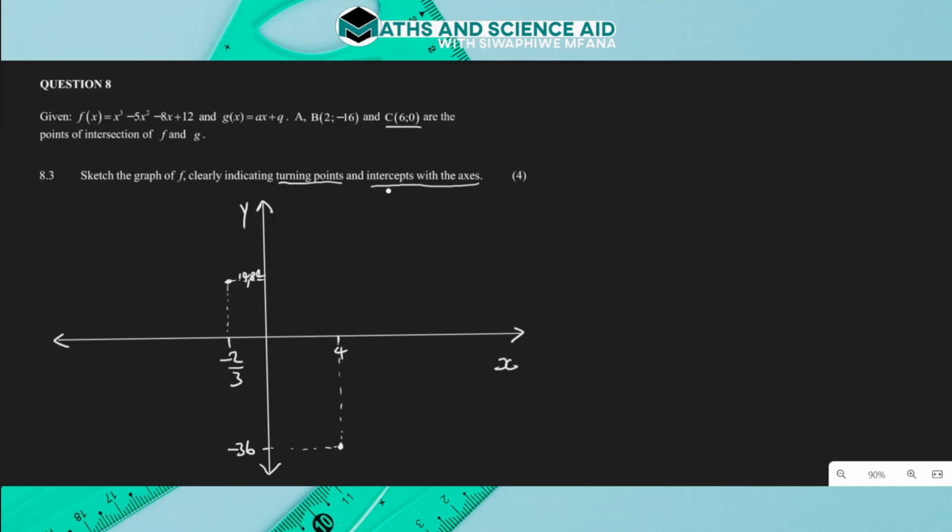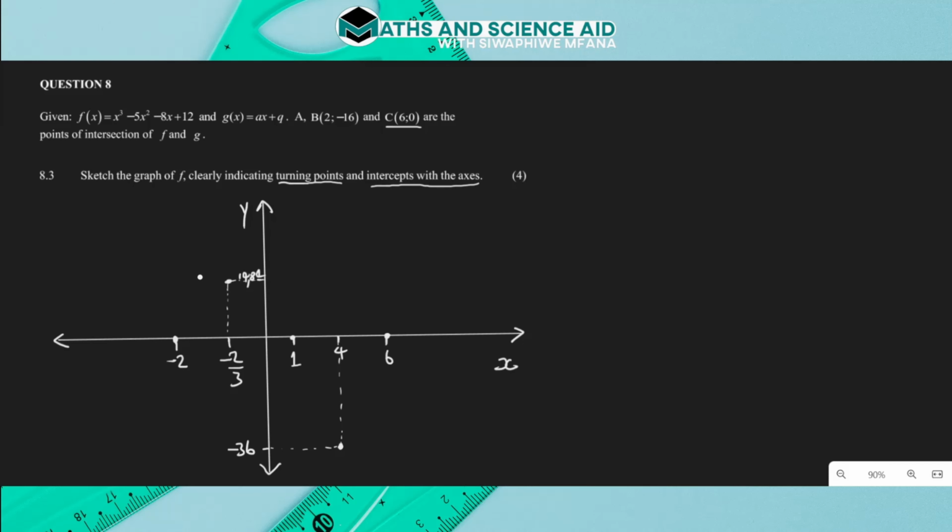And now the next step is to plot the intercepts. So we were given that one of the x-intercepts is 6 and 0. So maybe we can plot it here. So this is x equal to 6. And then from 8.2, we found that the two other intercepts are 1 and 0. So we'll also have a point there. And the other one is negative 2. So we can plot it here. So it's negative 2 and 0.